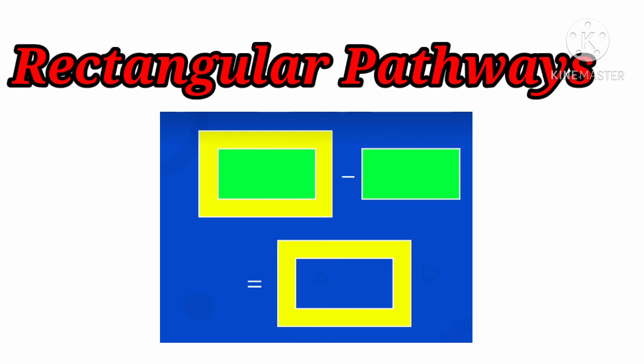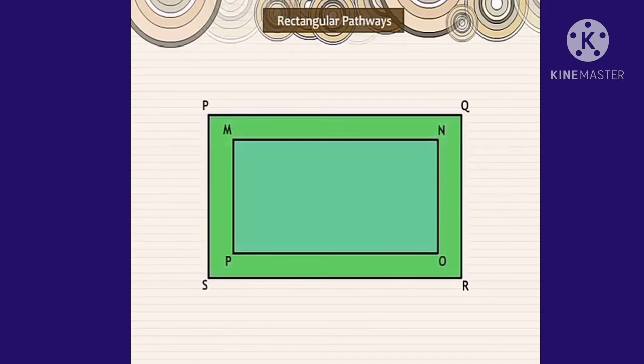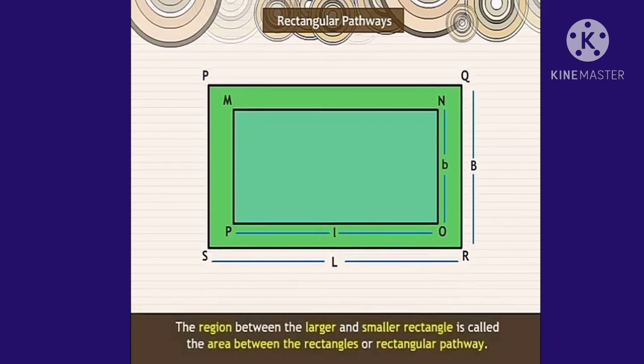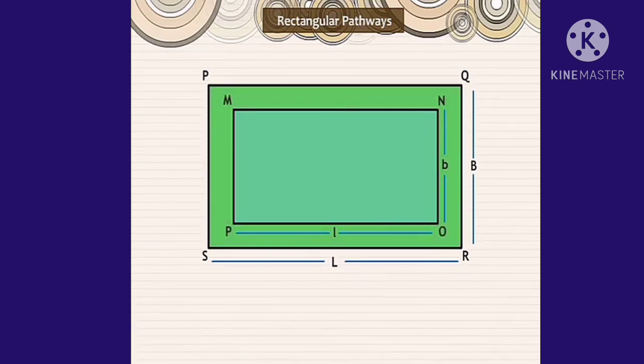Now let us see about the rectangular pathways. Let us observe the figure. The figure has two rectangles. The larger rectangle PQRS has the length L and the breadth B units. The smaller rectangle MNOP has length l unit and breadth b units. The region between the larger and smaller rectangle is called the area between the rectangles or rectangular pathway.